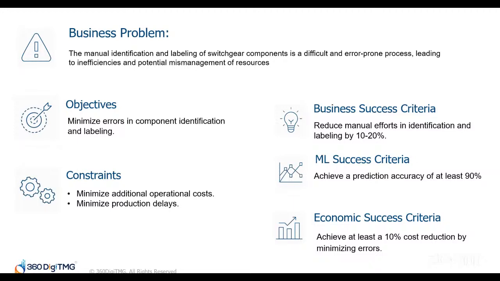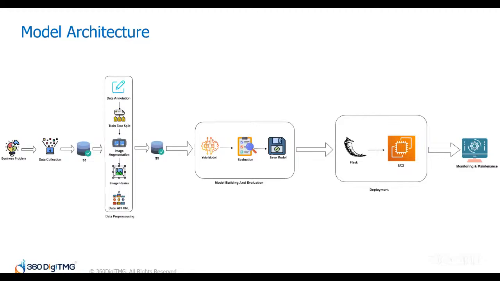So this is a brief overview of the business problem, objective, constraints, business success criteria, ML success criteria, and economic success criteria. Since we now have a brief understanding of the problem, let us see what the solution approach was, how we approached it to overcome this problem. So this is the model architecture. This is a basic model architecture.